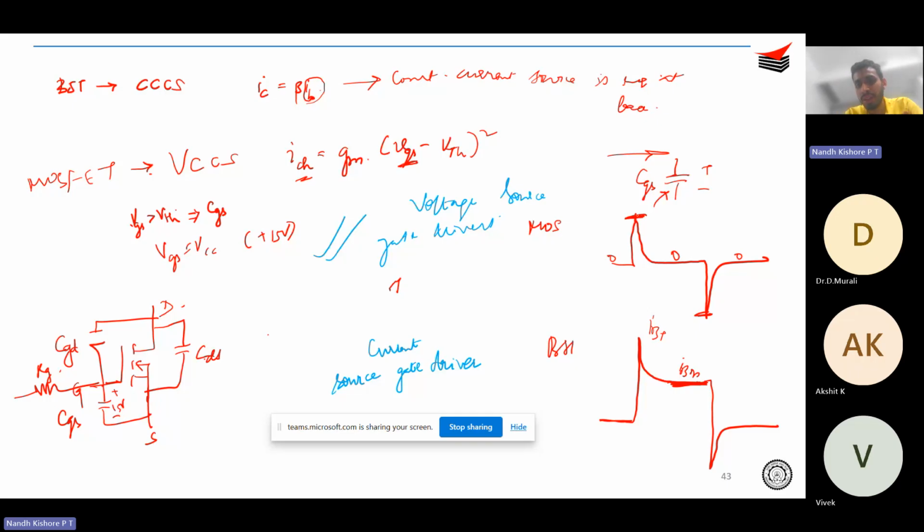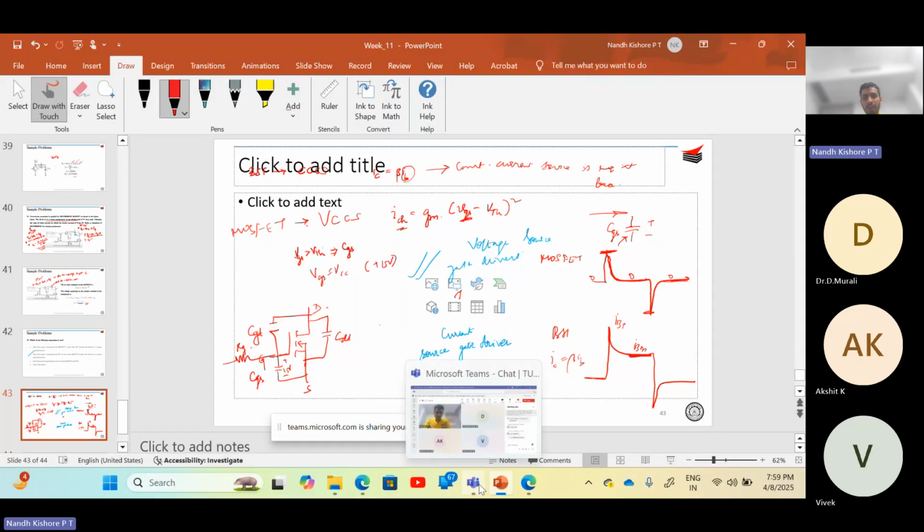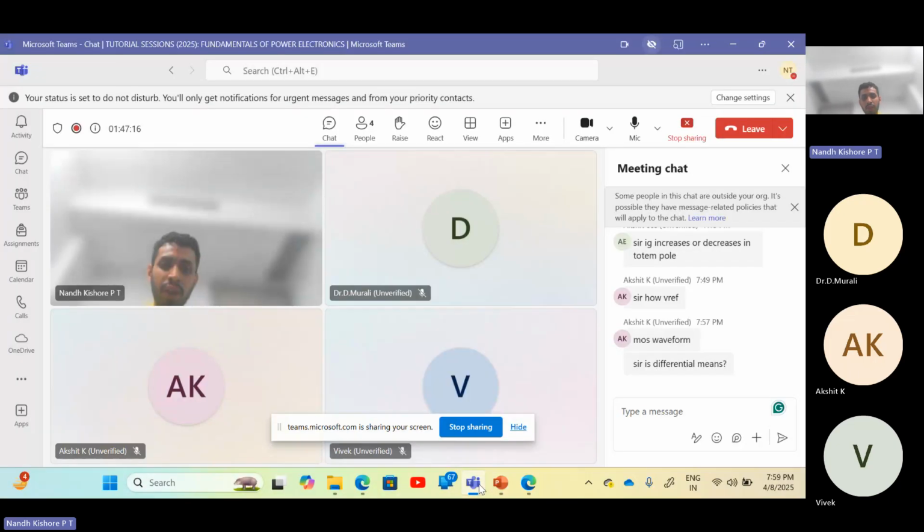So once the capacitor is charged up to 15 volts, the charging current will slowly decay to zero. That is why for MOSFETs you have something like this. For BJTs, you don't have such a phenomenon. You always need a continuous base current because I is equal to beta IB. Your BJT is only as good as the current that you feed at the base. So that is why we have this going to zero.